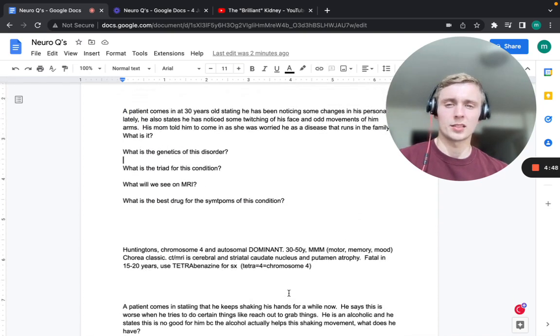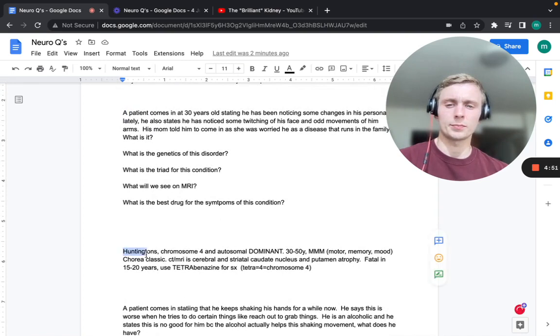So this is going to be Huntington's. So Huntington's disorder, it's chromosome 4 and it's autosomal dominant. So that's the important things to know for the genetics. It's autosomal dominant. So that's why he's talking about his mom says the disease runs in the family. Autosomal dominant, chromosome 4.